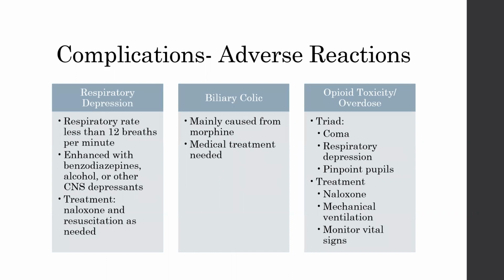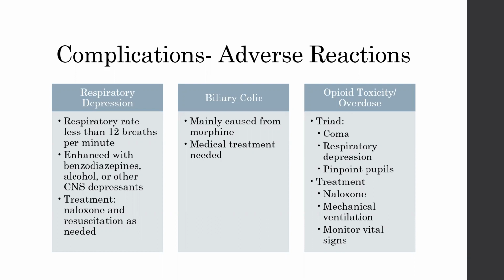Adverse reactions are respiratory depression. So this is a respiratory rate less than 12 breaths per minute, and it can be enhanced when taken with benzodiazepines, alcohol, or other CNS depressants. The treatment for respiratory depression related to this would be naloxone and resuscitation as needed. It can also cause biliary colic, which is mostly caused from morphine, and the treatment that we would do would be based on whatever treatment is recommended for that.